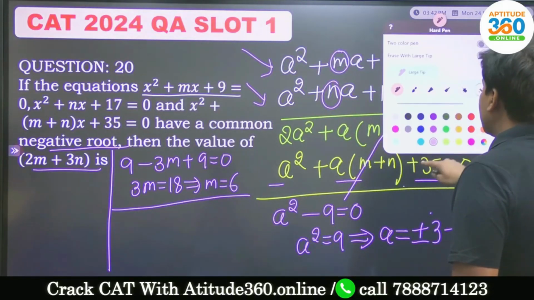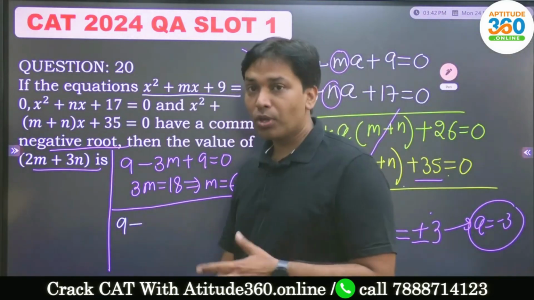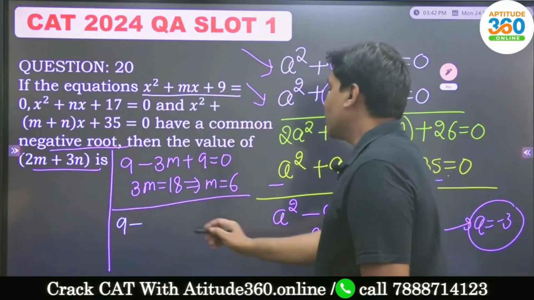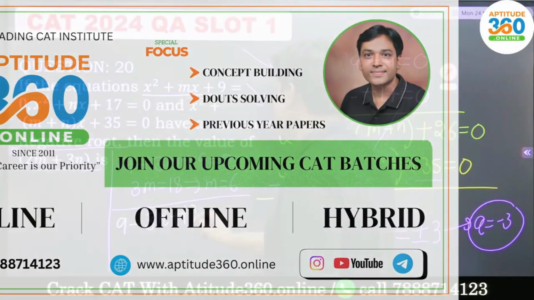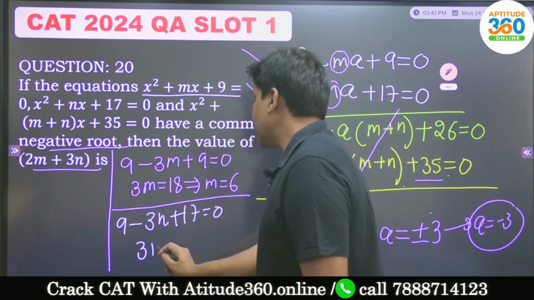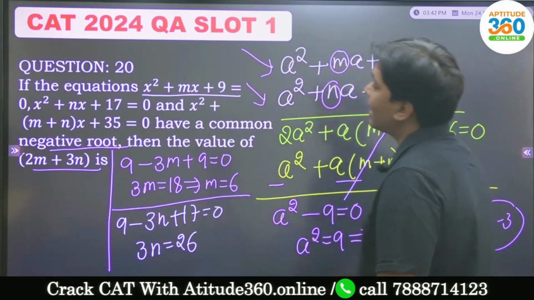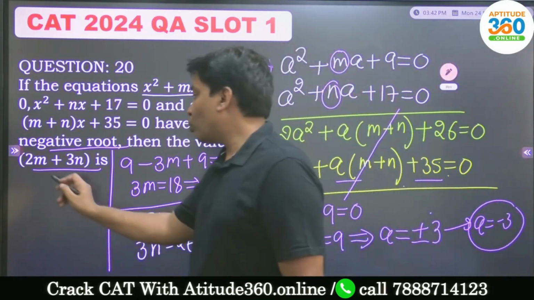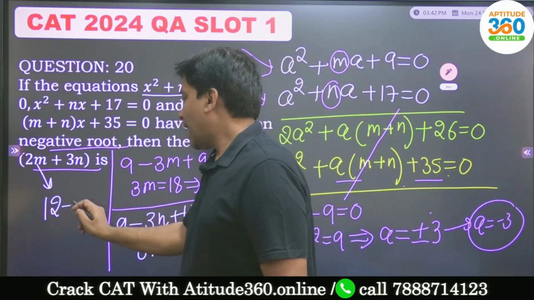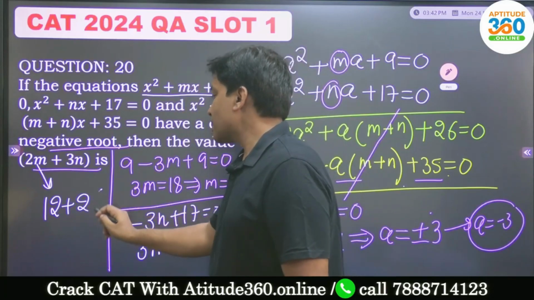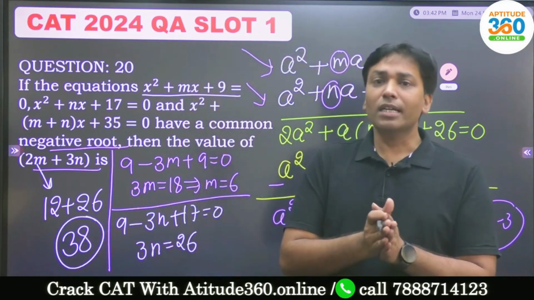And then if you plug in the value of a in the second equation, a is minus 3, square is 9, then 3 times n plus 17 is equal to 0. So the value of 3n is 9 plus 17, it is 26. What is it that they are asking you? They are asking you to find out 2m plus 3n. Since m is 6, 2m becomes 12, and the value of 3n we have found out as 26. So what is going to be the value of 2m plus 3n? It is 38, isn't it? It's pretty simple.